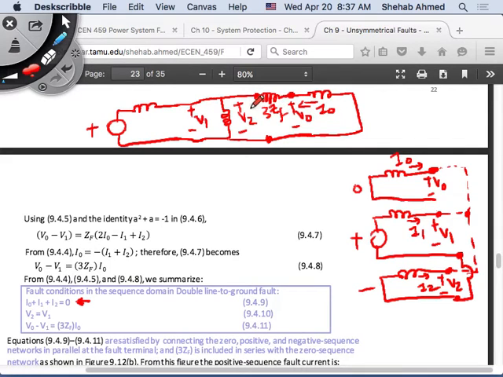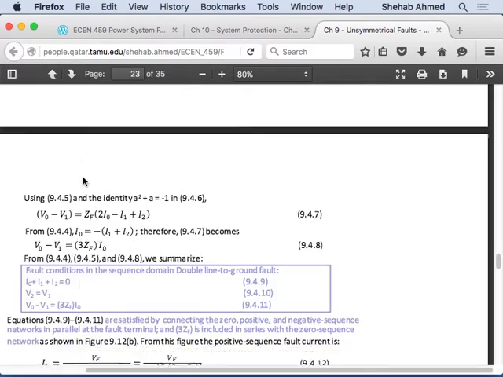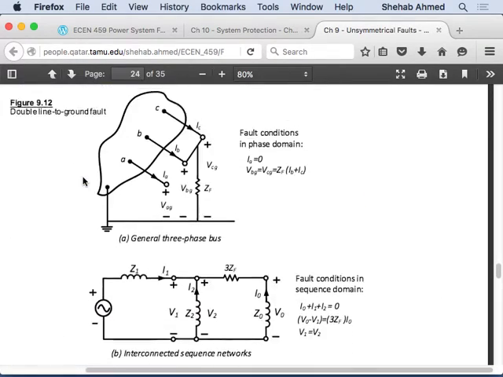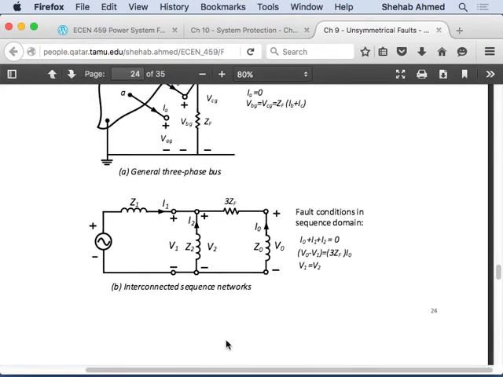I0 is flowing this way, so from circuit analysis, the voltage across this impedance, if the current is flowing in this way, is V0 minus V1. Okay? So this is how you would connect the sequence circuits in this case. So this is what we just drew, right?